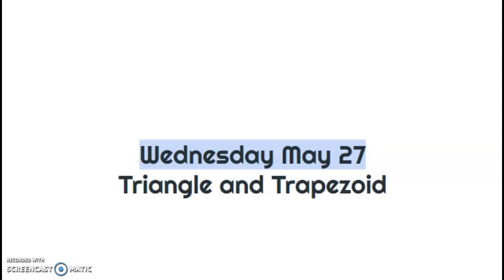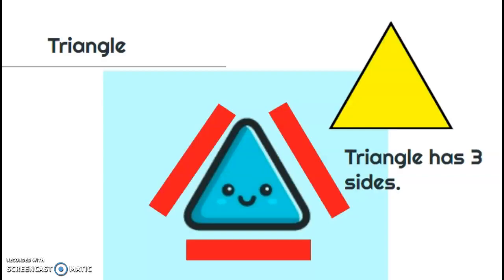The next two shapes that we're going to look at are triangles and trapezoid. So let's count how many sides triangles have. Just like yesterday, this red line is going to represent how many sides there are. This is one straight line, so one side. This is another straight line on the bottom, so far it has two sides. And the straight line on the right is the third side.